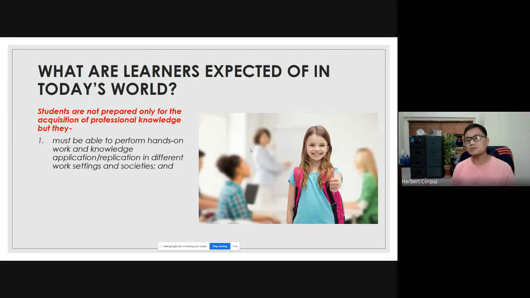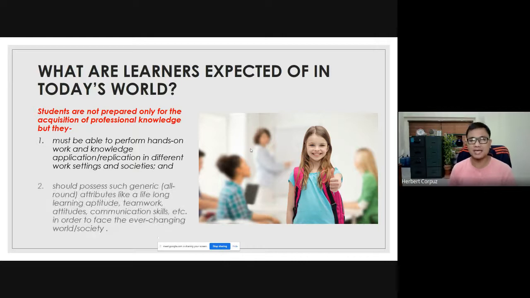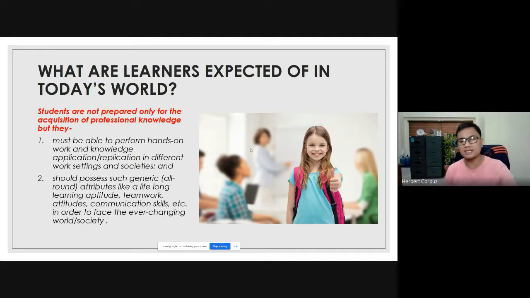With the fast-changing world, we also have to train our learners to perform what they're supposed to do in the actual work setting, in the actual societies. And they should possess such generic, all-round, whole person development attributes like lifelong learning aptitude, teamwork, attitudes, communication skills, etc., in order to face the ever-changing world and society.